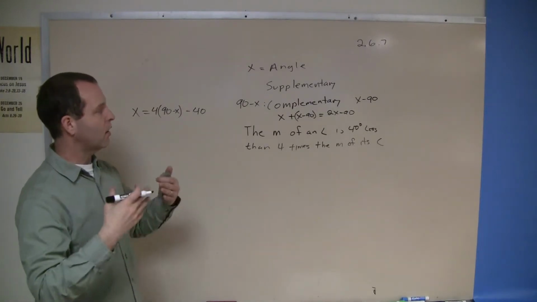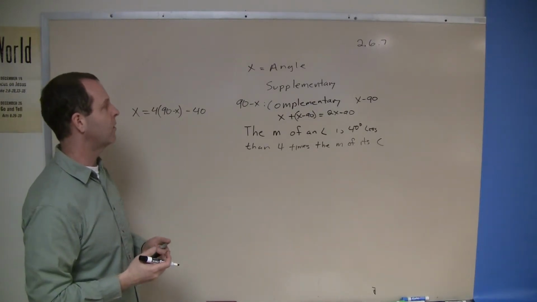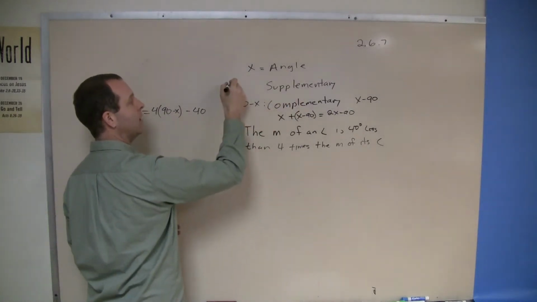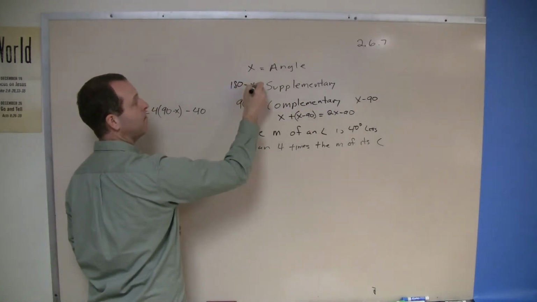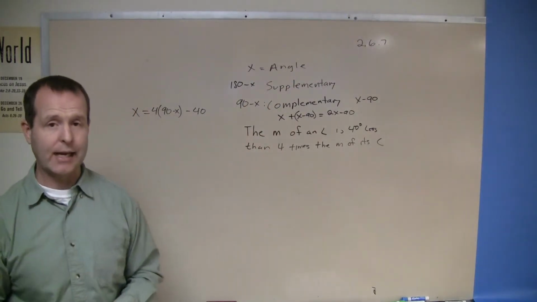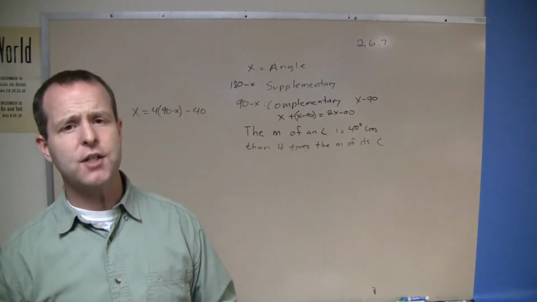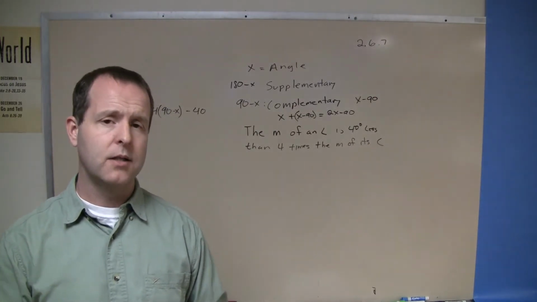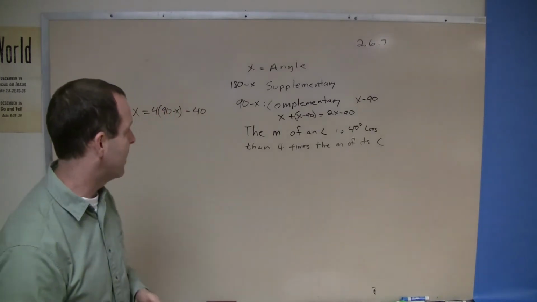So when I think about complementary angles and supplementary angles, where one angle is x, its supplementary angle is going to be 180 degrees minus that angle, and its complementary angle is going to be 90 minus that angle. If this is the first time you were hearing these concepts, this one's going to take a while to wrap your head around. So please practice and please give it some thought.